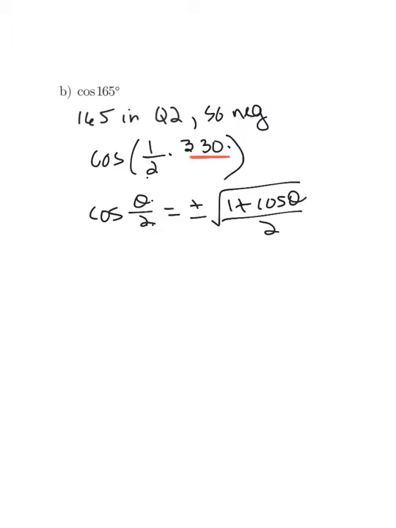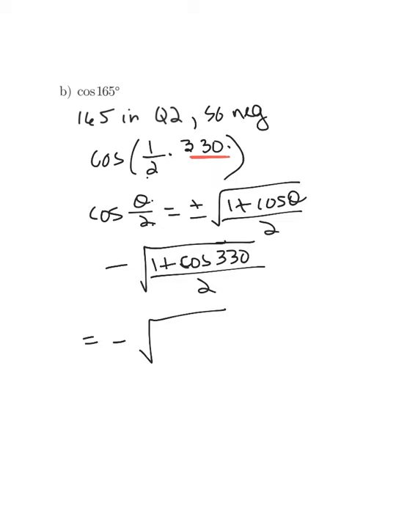So we said that this needs to be negative, and then we're going to have the square root. We're going to do 1 plus the cosine of what we said theta is, 330 degrees, divided by 2. So that's going to give us negative the square root of 1 plus the cosine of 330 degrees, which is the square root of 3 over 2. And all that is over a 2.